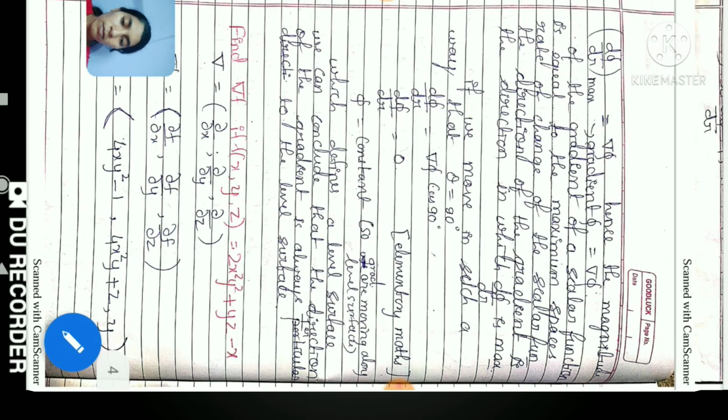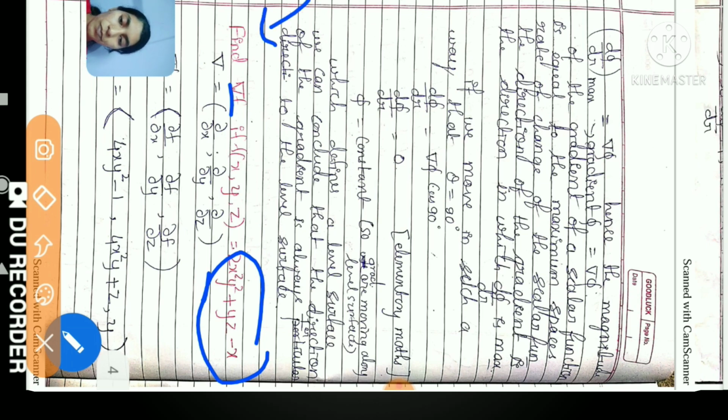You can have one problem here: find del of phi if f of x y z is equal to 2x square y square plus yz minus x. If they give problems like this, then you can solve for the gradient of f. This is related to the gradient. Del is simply multiplied with the function, so that function is given by 2x square y square plus yz minus x.